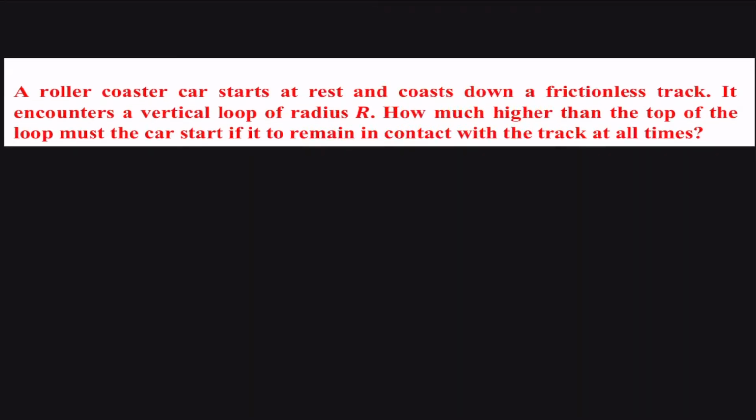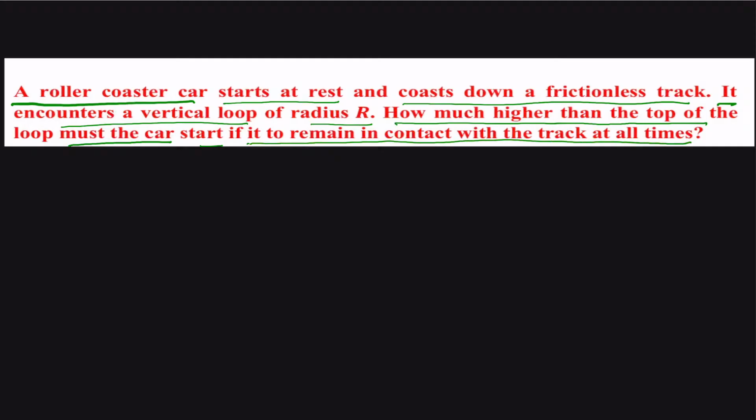So we start from the first question, and it states that a roller coaster car starts at rest and coasts down a frictionless track. It encounters a vertical loop of radius r. How much higher than the top of the loop must the car start if it is to remain in contact with the track at all times?